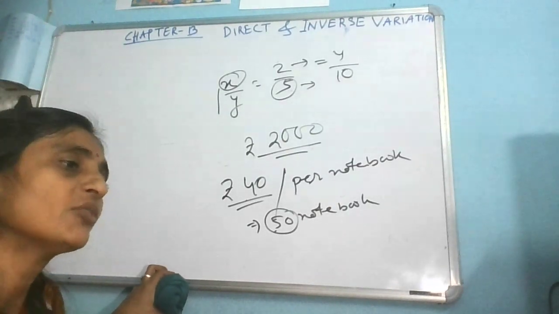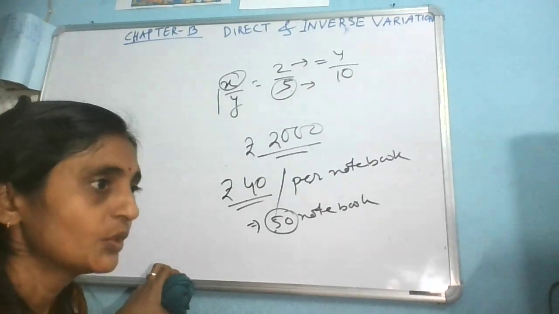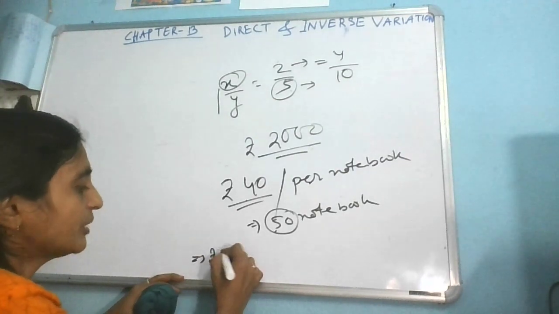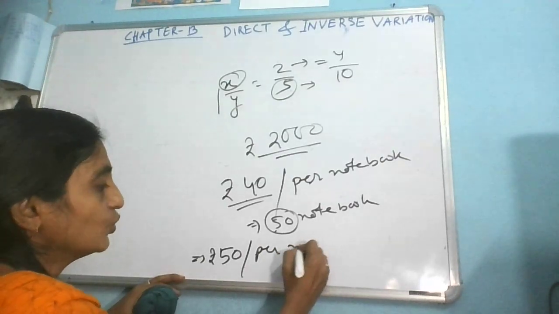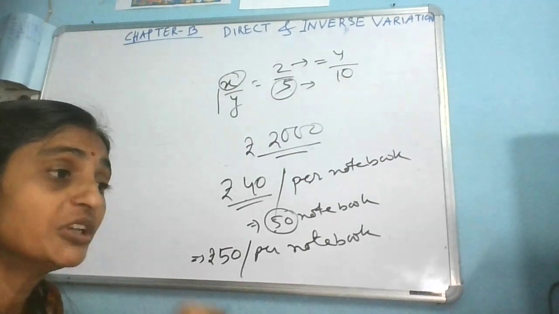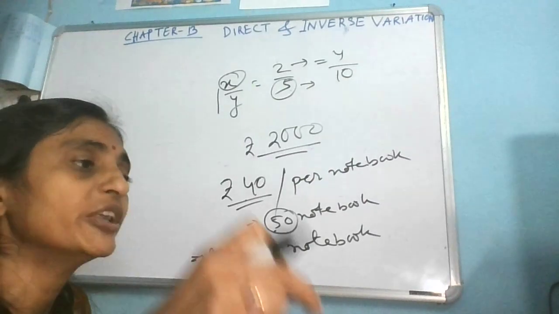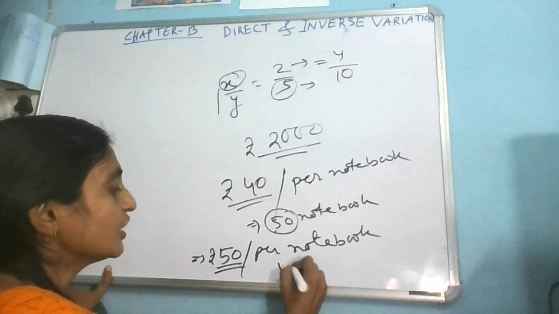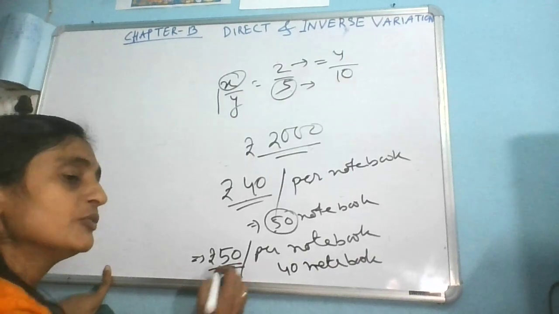So immediately you have got another brand, and that one is costing 50 rupees. Now you have changed your mind, and you will take the notebook at 50 rupees per piece. So how many notebooks can you take? If you are going for the higher price, the quantity will decrease. In this case you can take only 40 notebooks if you are taking the notebook at 50 rupees per piece.